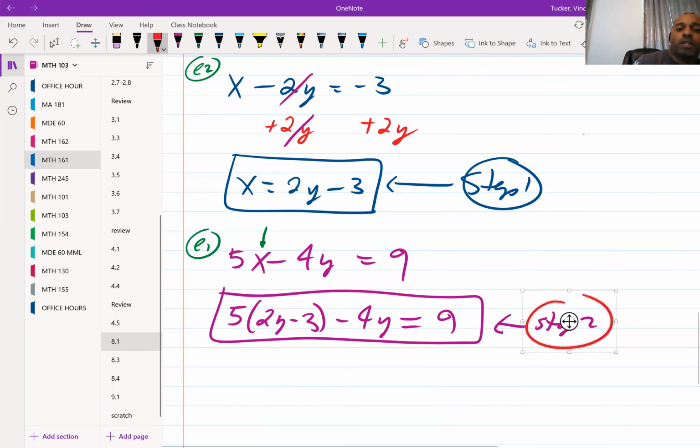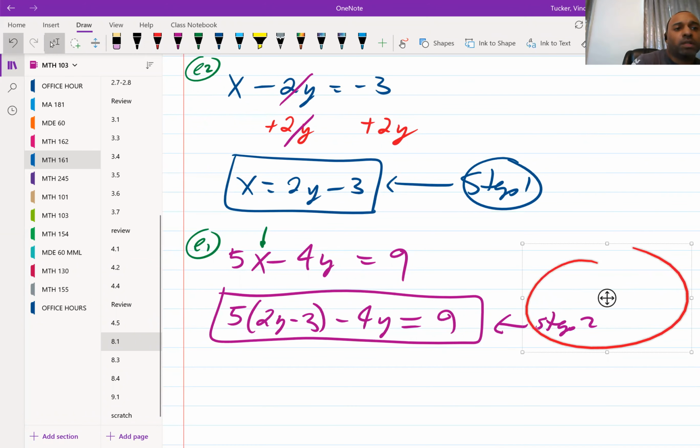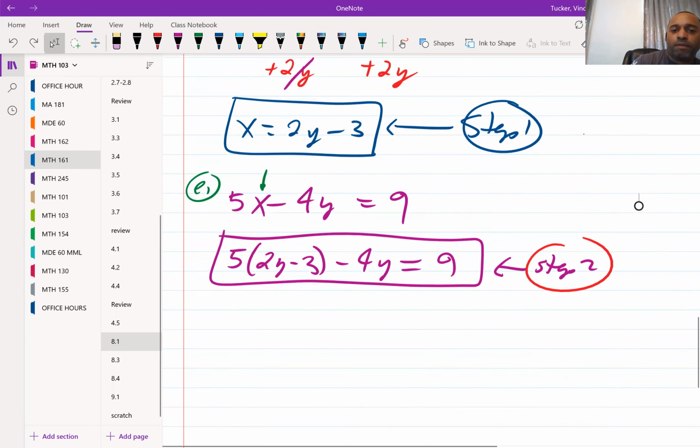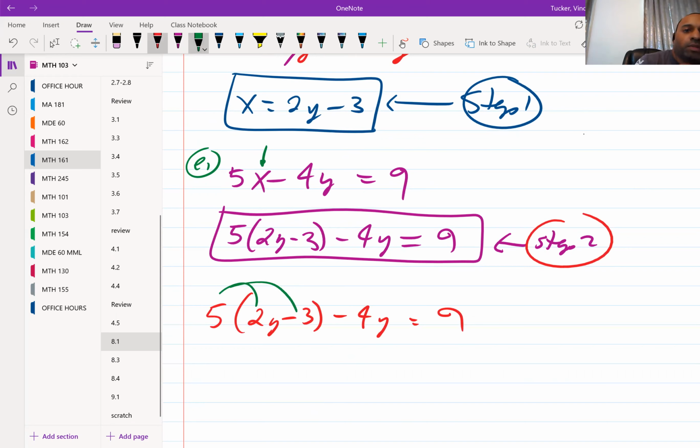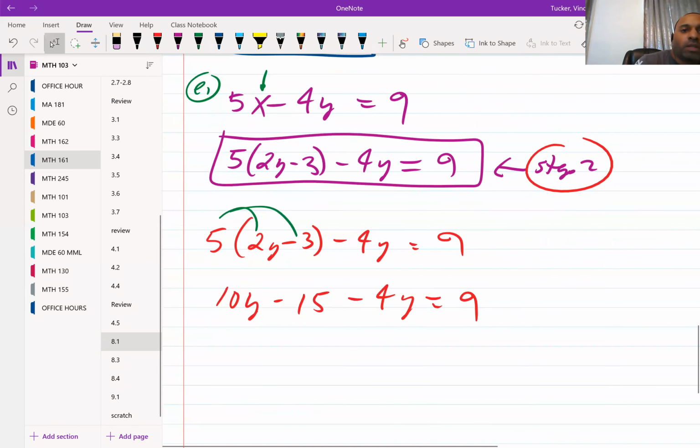Now, step 3, we want to solve for the remaining variable. So notice now all we have is y involved in our equation. So we're going to solve this equation for y. Go ahead and distribute. 10y minus 15 minus 4y equal to 9. Combine your like terms. 6y minus 15 equal to 9.